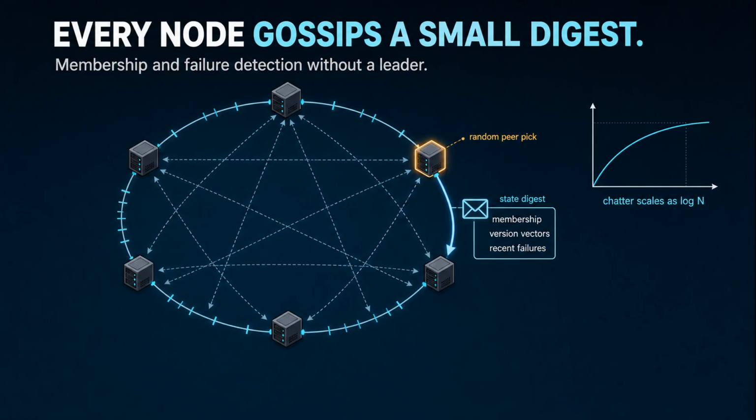Membership is the next problem. Who is in the cluster right now and who is alive? Gossip handles both. Each node periodically picks a small random set of peers and exchanges state digests, membership lists, version vectors, recent failures. After a few rounds, every node has a roughly current view of the cluster. The chatter scales as log n because the rumor spreads exponentially. And there is no leader, no central registry to crash. The cluster knows itself by talking to itself.